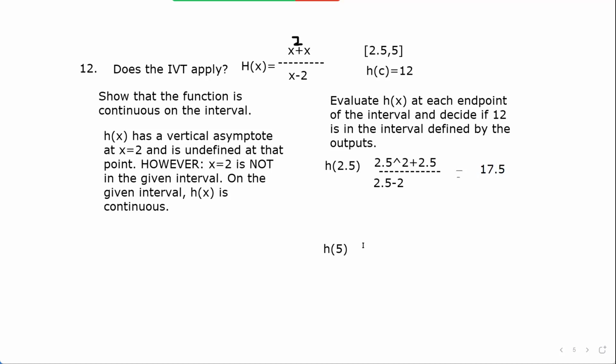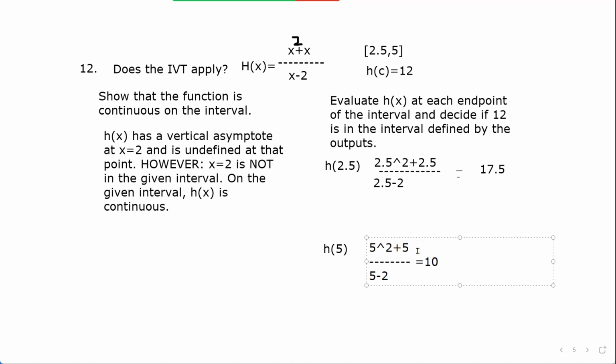Now what is h of 5? Well, it's 5 squared plus 5 over 5 minus 2. That's going to be 30 over 3, which is 10.